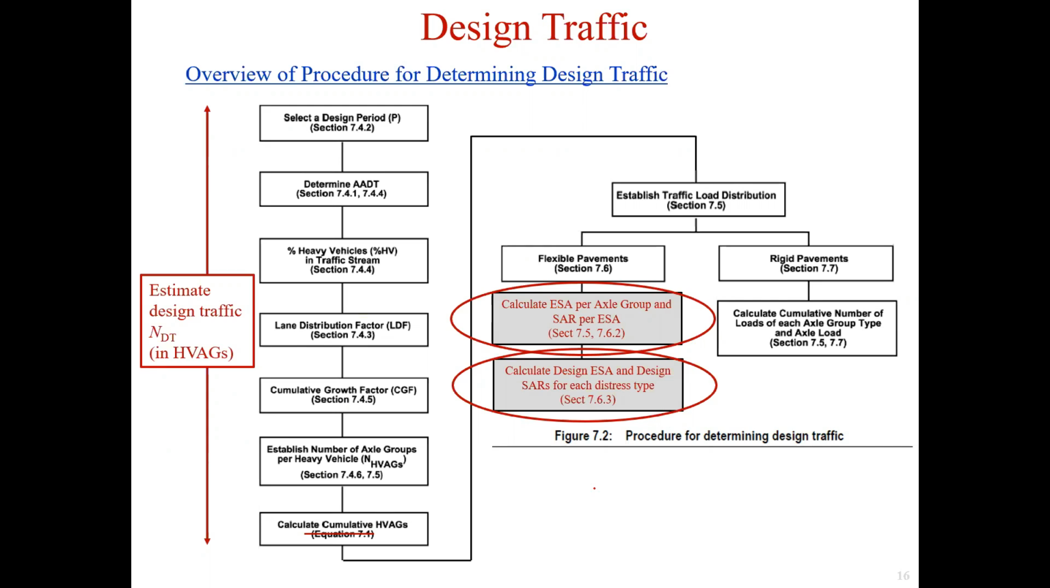For flexible pavements, we need to calculate the allowable ESA per axle group and SAR per ESA. Afterwards, we need to calculate the design ESA and design SAR for each distress type. And then we can make a comparison of this allowable and design values.